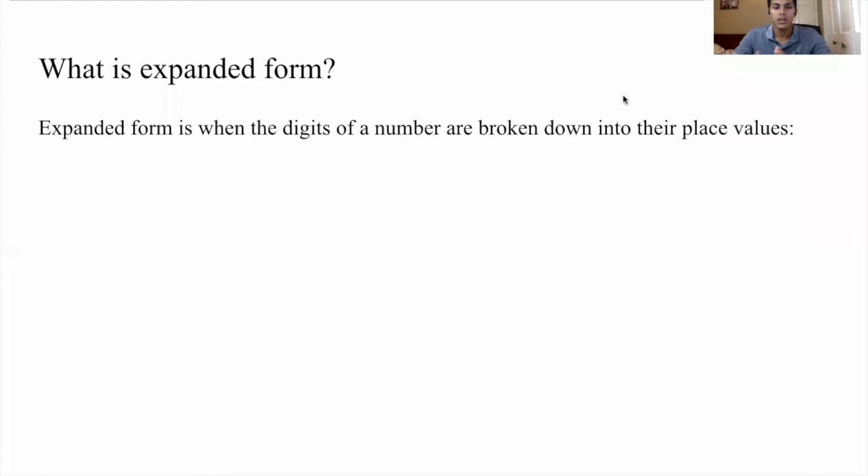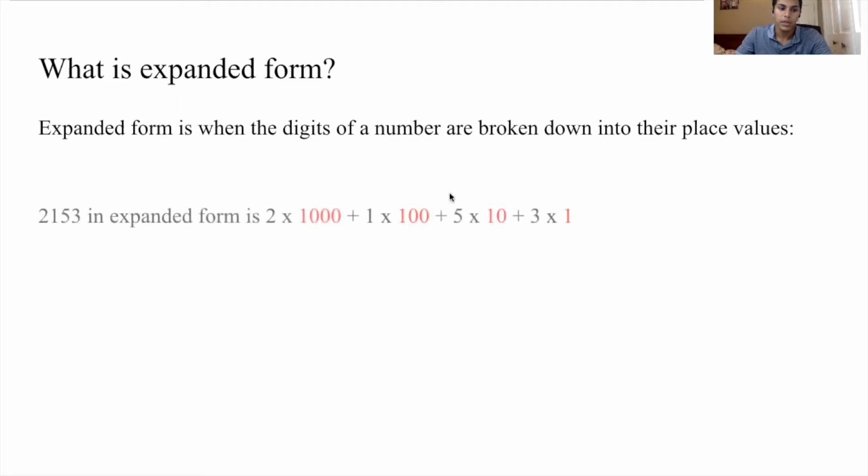So firstly, just to review, what is expanded form? Expanded form for a number is a way of writing a number where the digits are broken down into their place values. So an example of expanded form is below.